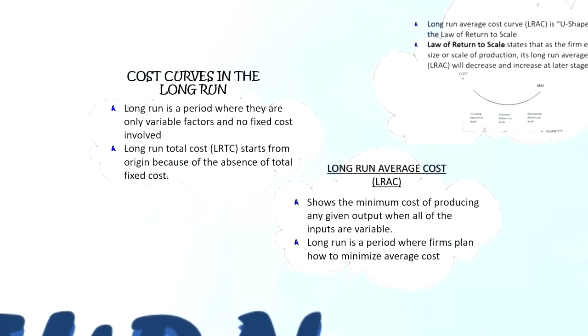The cost curve in the long run is a period when there are only variable factors and no fixed cost involved. So long run total cost, which is LRTC, starts from the origin because of the absence of total fixed cost. Long run average cost, which is LRAC, the graph that we showed just now, shows the minimum cost of producing any given output when all the inputs are variable. Long run is a period where firms plan how to minimize average cost.